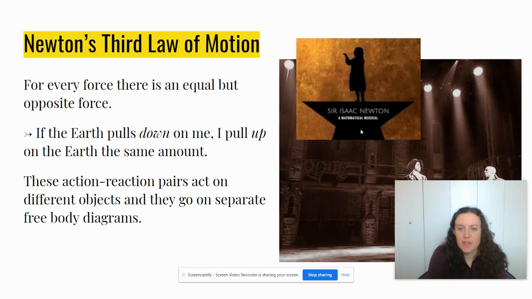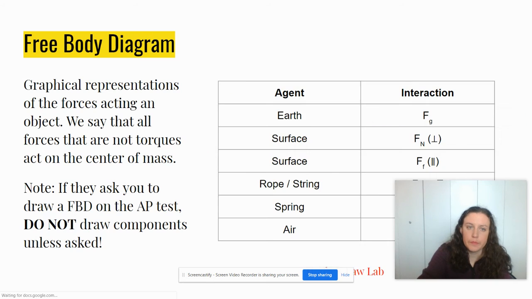Okay, third law. This picture says Sir Isaac Newton, mathematical musical. So for every action, there's an equal but opposite reaction. So Earth is pulling me down the exact same amount that I am pulling up on the Earth. If I have two boxes, and one is pushing on the other, the other is pushing back on this one. So these forces go on opposite free body diagrams. They do not go on the same free body diagram.